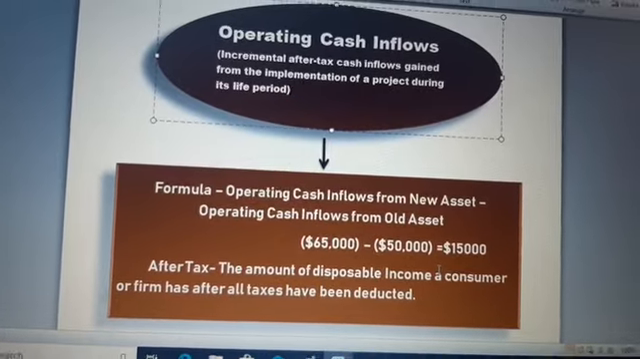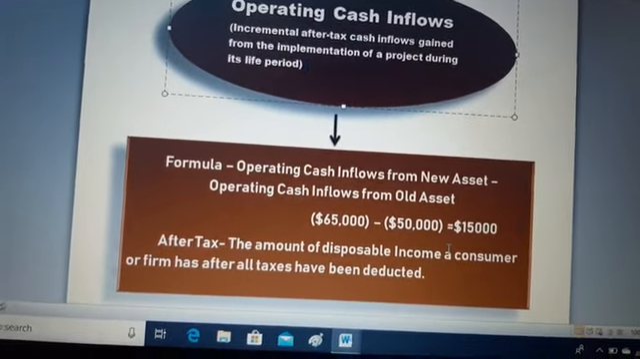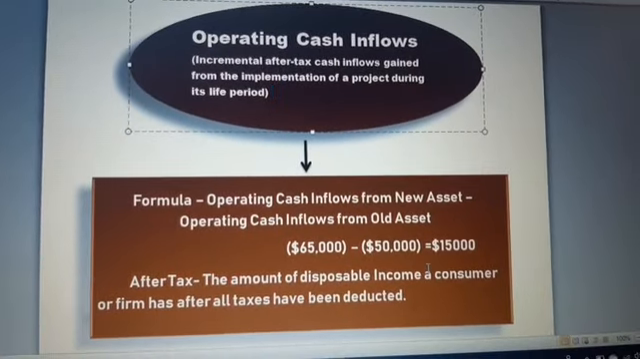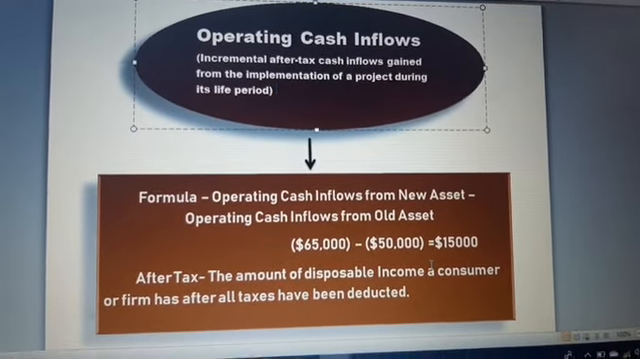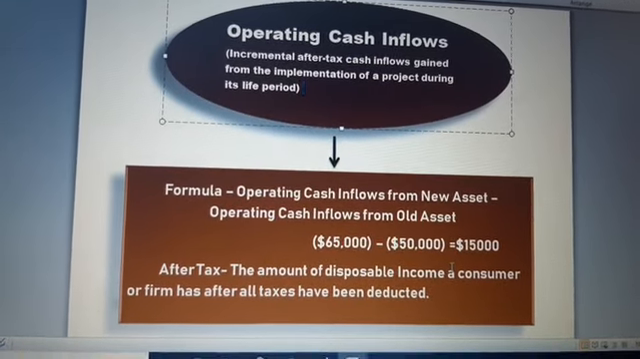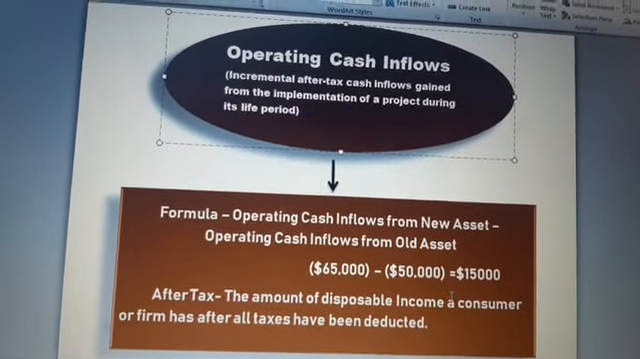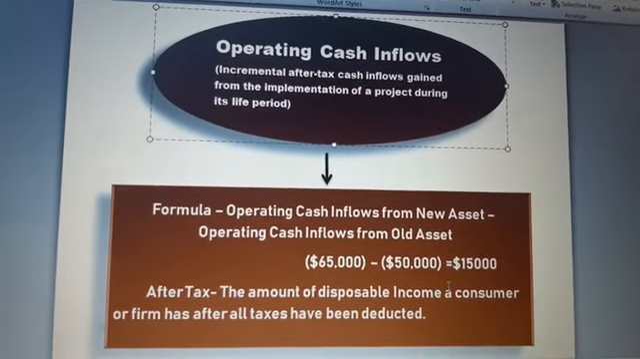And after tax, what is after tax? After tax is simply the amount of disposable income a consumer or a firm has after all taxes have been deducted. This is simply the money that a consumer or a firm holds after they have paid all of their taxes and have at their disposal.